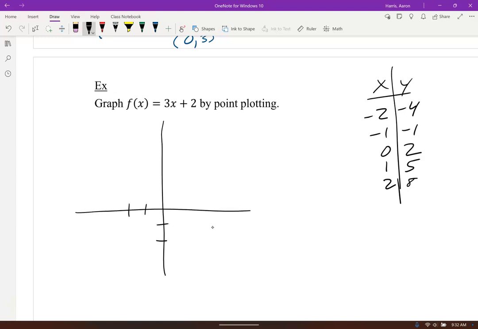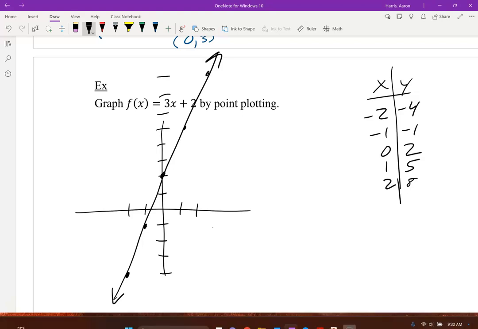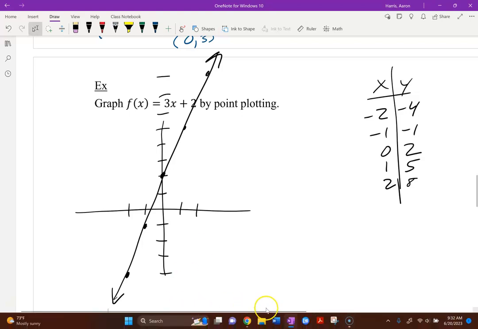-2, -4. Here's my first one. -1, -1. 0, 2. 1, 5. And 2, 8. And then I draw that line. And again, we can check that with decimals by just plugging in y equals 3x plus 2.